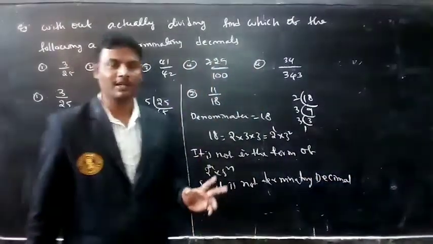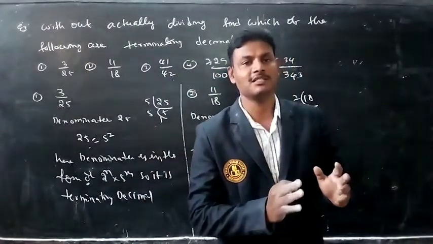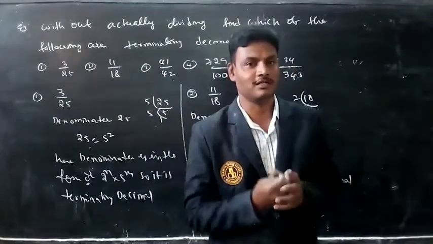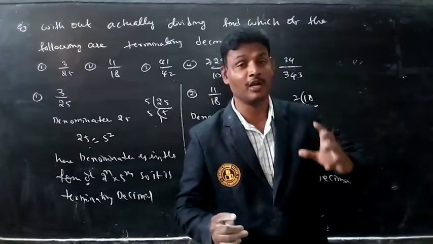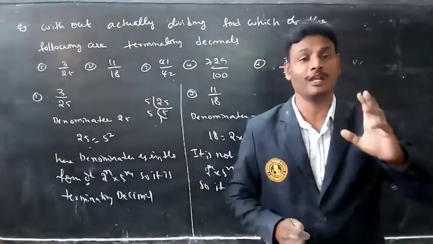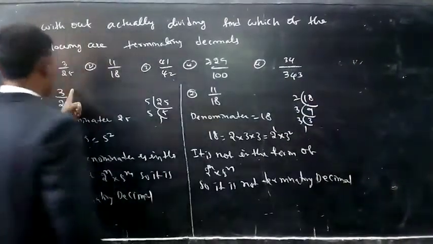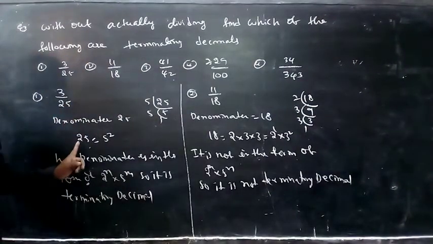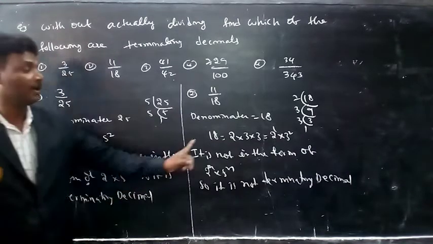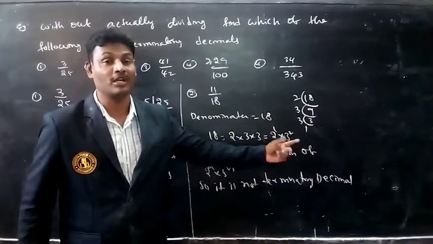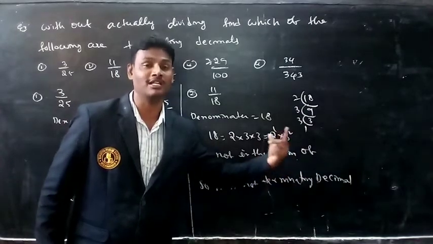To say without actual division, first you have to take the denominator and express the denominator as prime factors. If the prime factorization of the denominator is in the form of 2 power n into 5 power m, that is a terminating decimal. Otherwise, not terminating. Here in the first case, the question is 3 by 25. The prime factorization of the denominator is 5 power 2. So it is a terminating decimal. But here it is 2 power 1 into 3 power 2. It is not in the form of 2 power m into 5 power n. So it is not a terminating decimal.